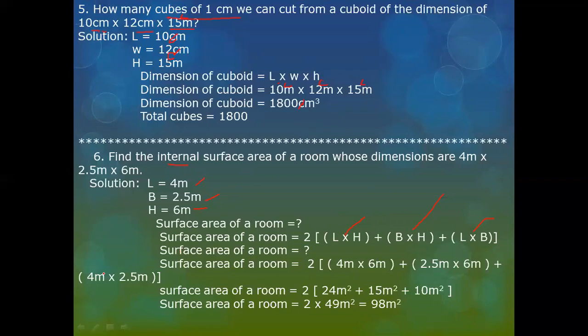And after that, breadth into height, length into breadth, length 4 and breadth it is equal to 2.5. Now after the multiplication, 6 times 4, we will get the 24. Here 2.5 multiplied by 6, we will get the 15 square meter. And after multiplication of the 4 meter multiplied by 2.5, we will get the 10 square meter. After addition, it will be 49 square meter. 49 multiplied by 2 is 98 square meter. This is the internal surface area of the room.